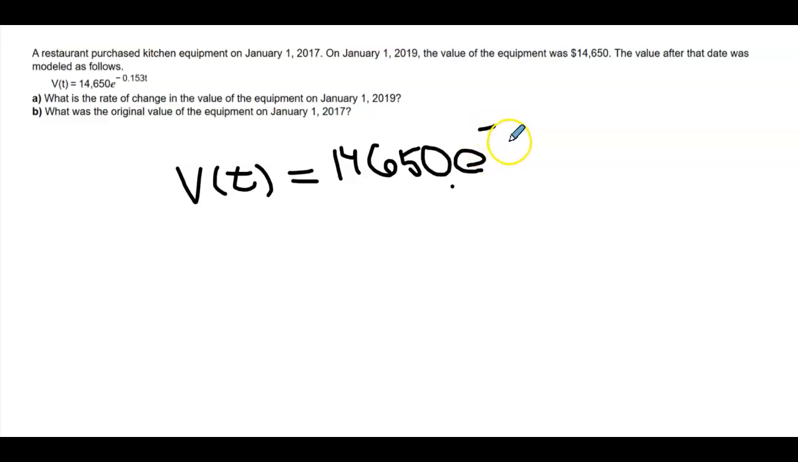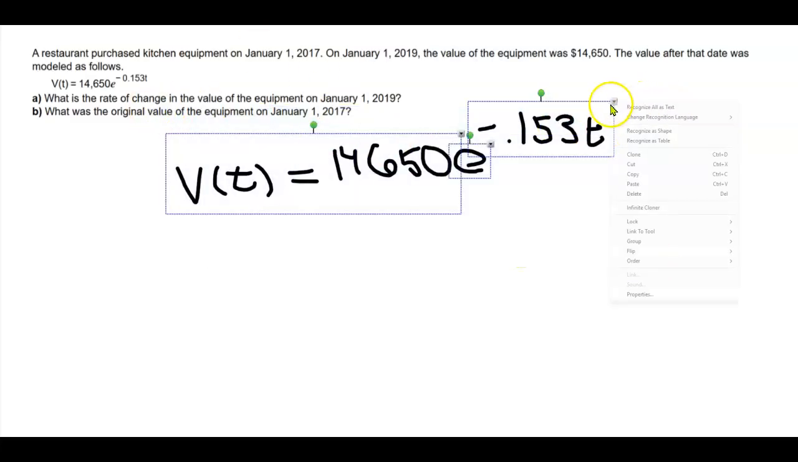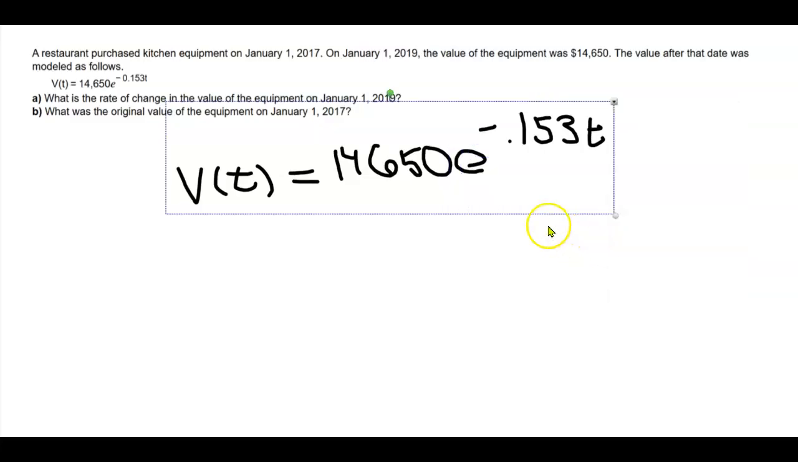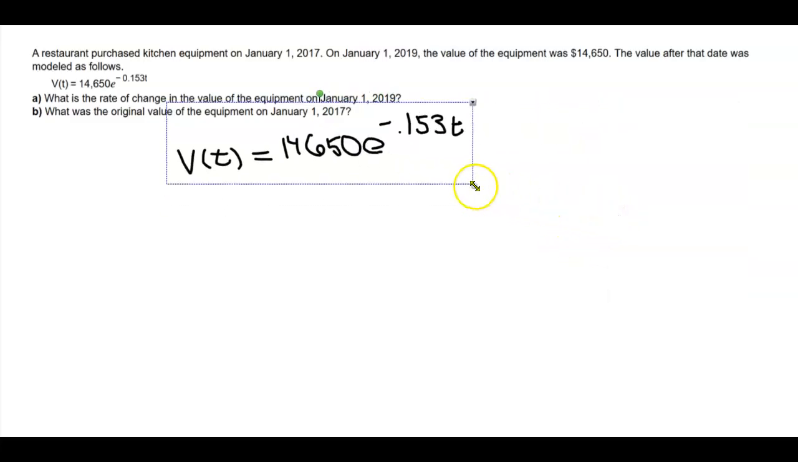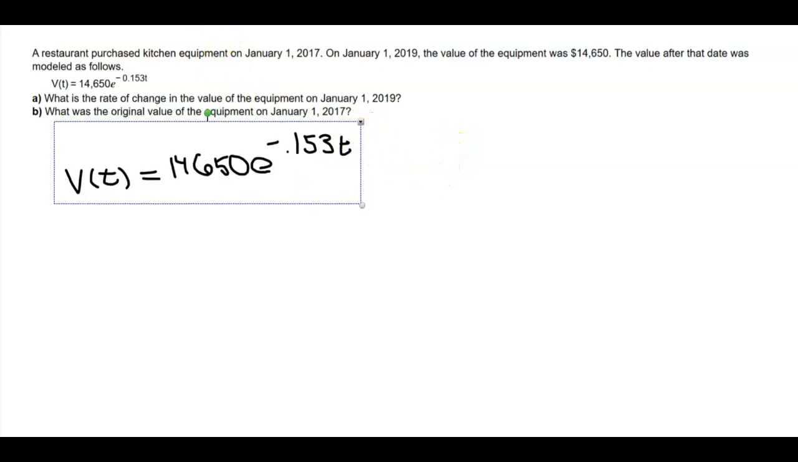And the growth rate is negative. Probably makes sense. The kitchen equipment is probably going to lose value over time. Specifically, the growth rate is negative 15.3%. So this is the function. And part A wants us to find the rate of change in the value of this equipment on January 1st, 2019. So t is defined as the number of years since 2019, and t equals 0 is the value of t associated with that date.